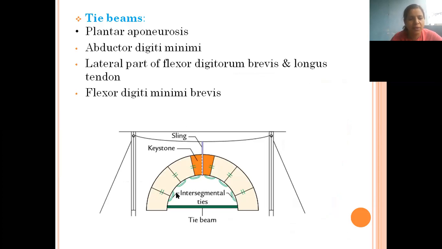Then we have the tie beam. The tie beam is again the plantar aponeurosis, but this is on the lateral side. The names of the muscles will be different: little toe muscles, abductor digiti minimi, flexor digiti minimi brevis, then flexor digitorum brevis and longus tendon. They are acting as tie beams. Tie beams in the sense that suppose all these are bones, these bones are not allowed to rest on the ground directly. They are held in such a way that, being very irregular, they do not come and touch the ground. That is the function of tie beams.